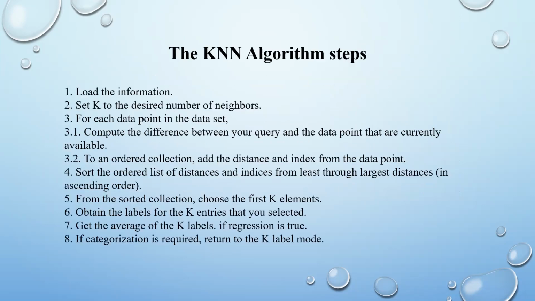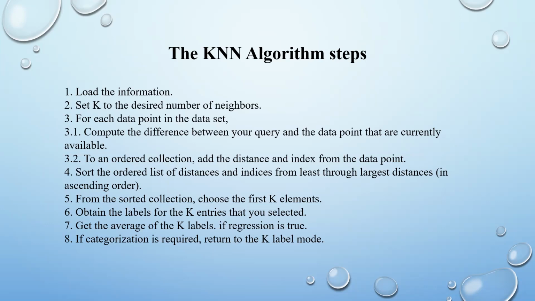The KNN algorithm steps. 1. We load the data set. 2. Set K to a desired number of neighbors. 3. For each data point in the data set, first compute the distance between the query and the data points that are currently available. Then add the distance and index of that data point to an ordered collection. 4. Sort the ordered collection of distances and indices in ascending order, from smallest to largest distance.